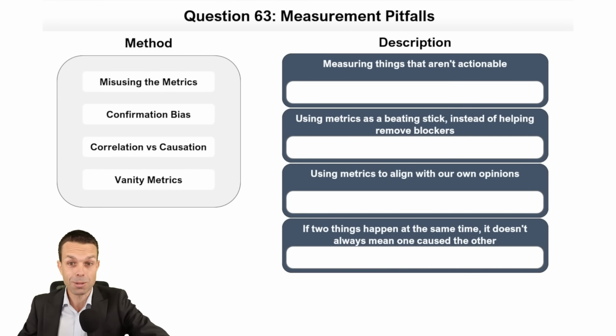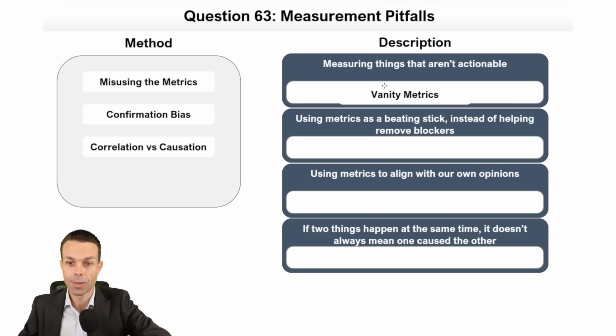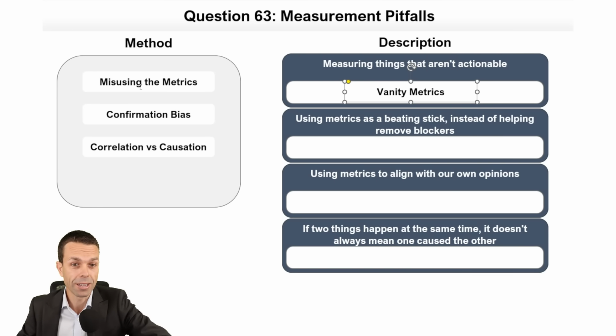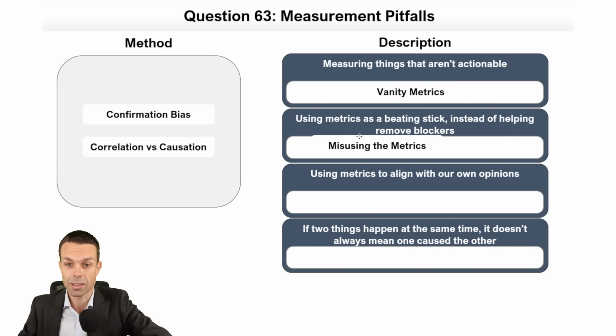All right, more measurement pitfalls. Oh, well, seems like there are a lot of pitfalls when we're measuring things. Measuring things that aren't actionable. If you remember, that was our vanity metrics. Looks like there's just 2 extra ones here. So using metrics as a beating stick instead of helping remove blockers. That is misusing the metrics.